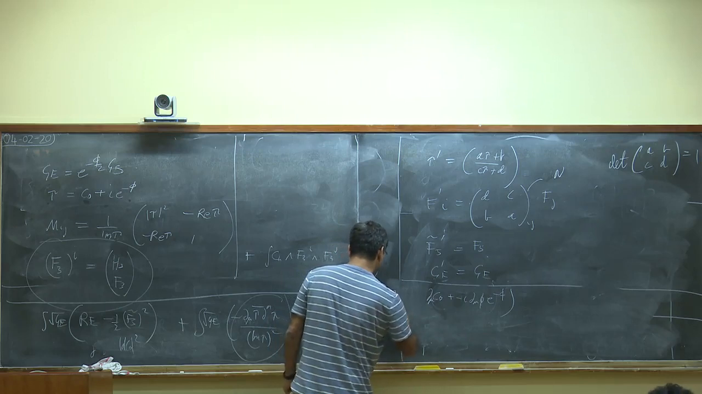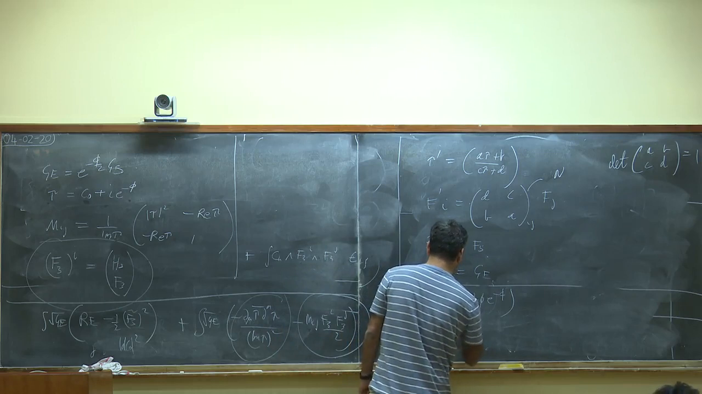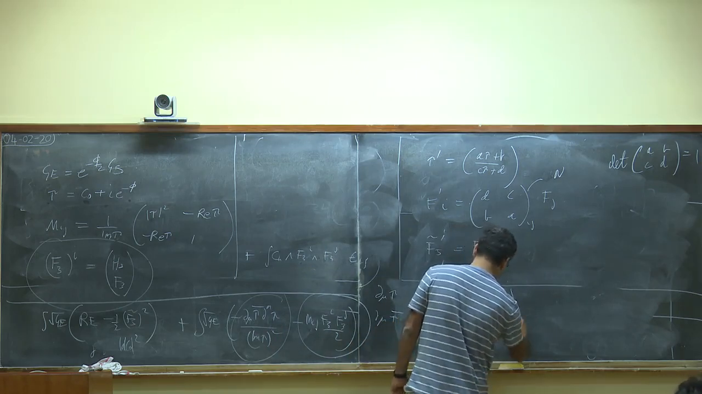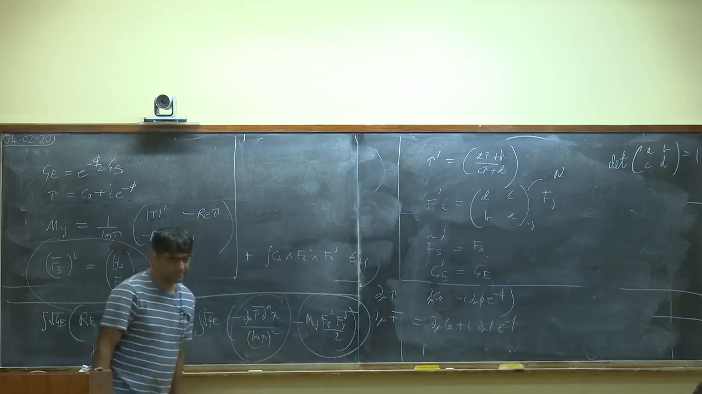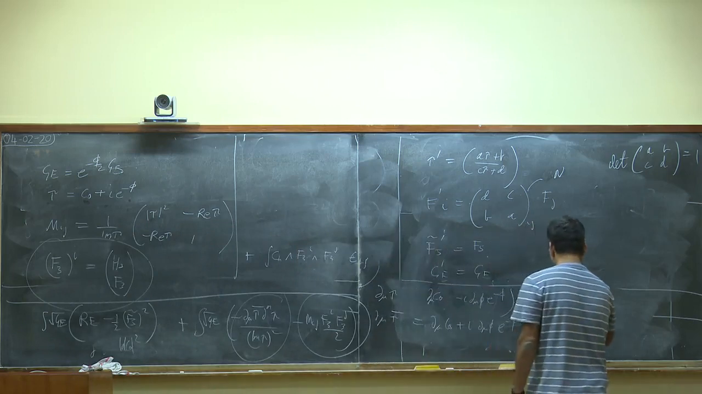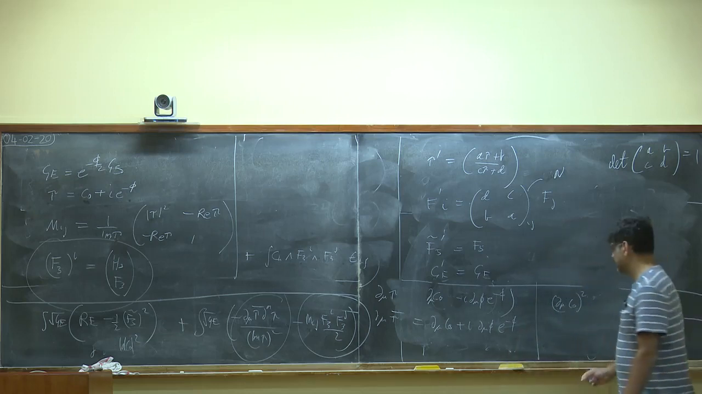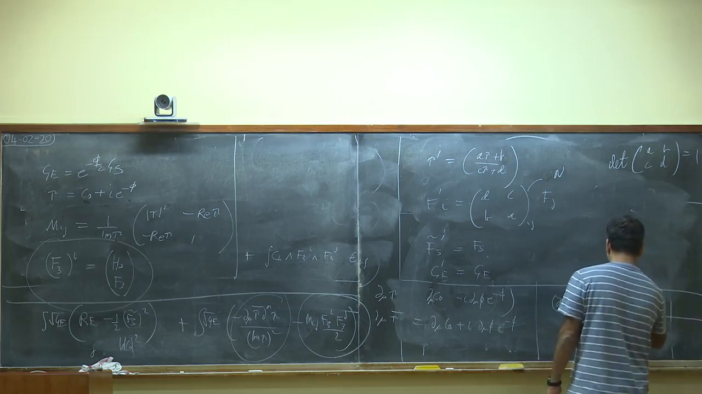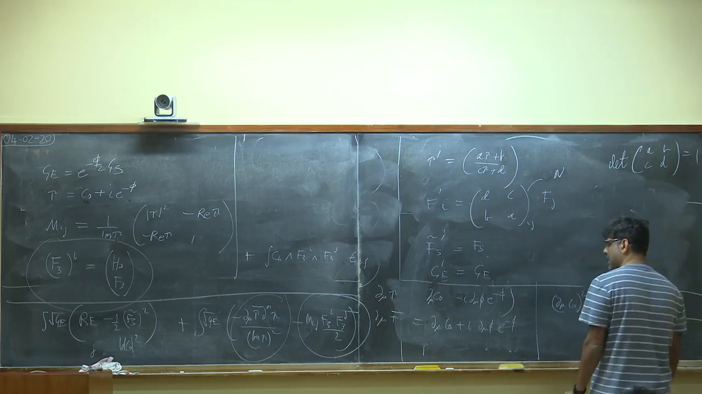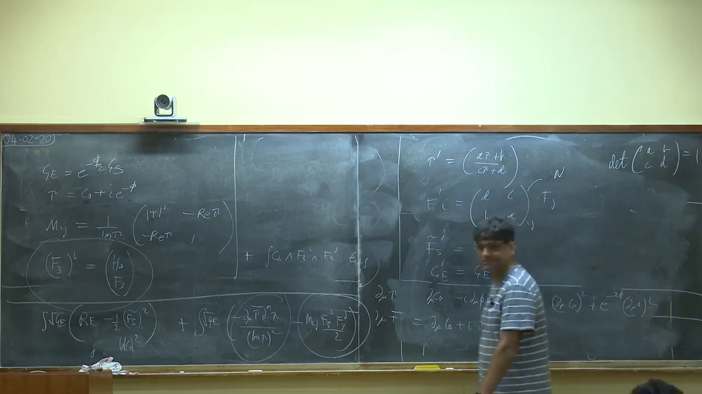del mu tau bar is equal to del mu C0 plus i del mu phi e to the power minus phi. So del mu tau bar is del mu C0, the whole thing squared, plus e to the power minus 2 phi del mu phi, the whole thing squared.